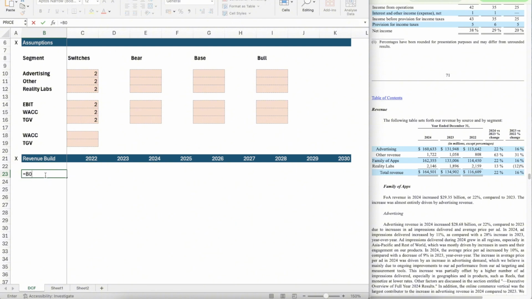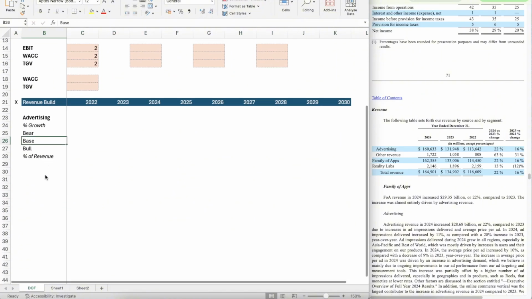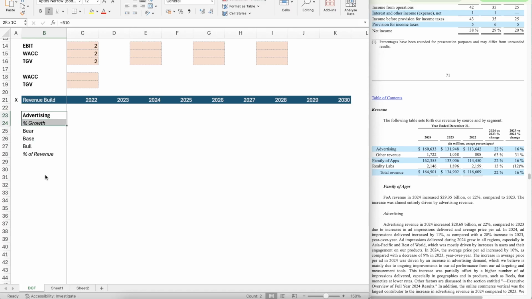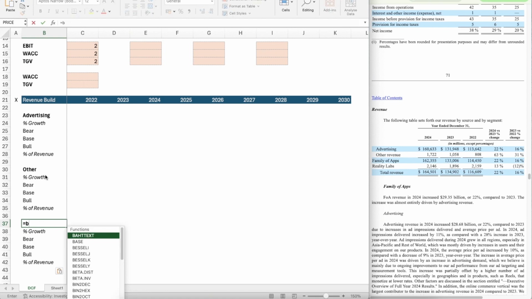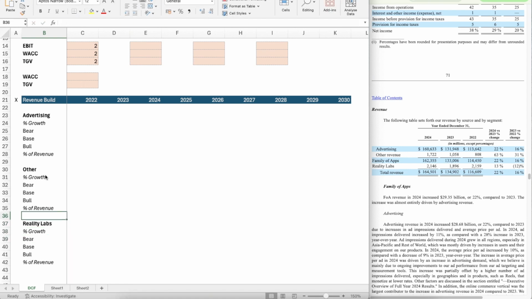Equals B10. Percentage growth. Bear, base, bull. I mean, percentage of revenue really doesn't matter here because advertising is like 97% or something. B12. Yeah, okay, that looks good. Let's start filling this in.